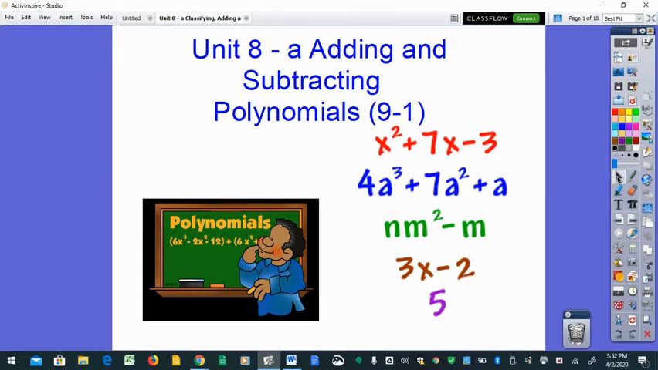Today, it's going to feel like a really big vocabulary lesson, with a little bit of adding and subtracting thrown in at the end. So today we're going to do adding and subtracting of polynomials. It's chapter 9 in your books, section 1. But first of all, we have to get some vocabulary under our belts.